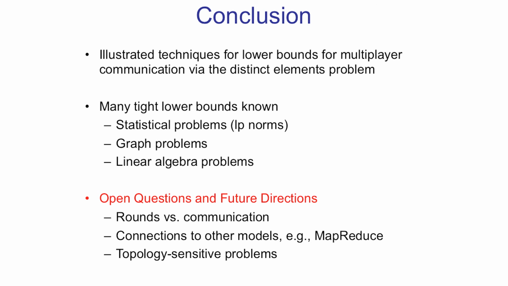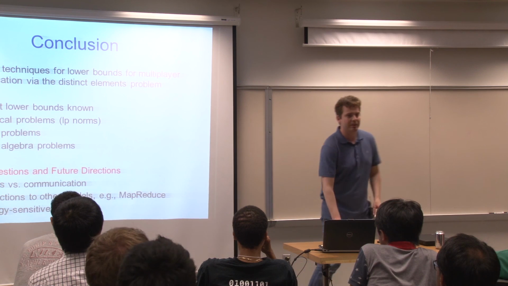Someone asked about rounds. Round complexity is not very well understood for a number of problems in this model. For instance, if you want to check if two nodes in a graph are connected and you try to do a BFS, this requires a lot of rounds. There are also connections to other models such as MapReduce, like what happens if I impose a space constraint on each of the players as well. And there are a lot of questions in these topology sensitive papers too. So that's all. Thanks.